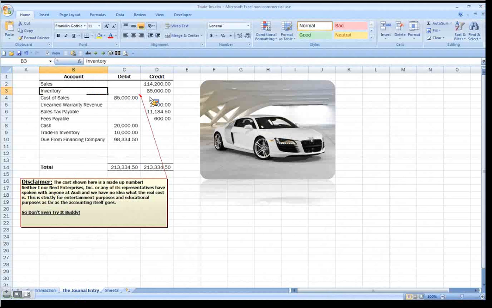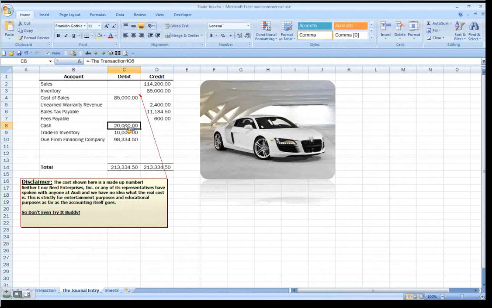But it was important to me to show you that obviously one component of the sale would be to reduce the inventory with a credit for whatever the cost is. And of course, the corresponding debit is the cost of goods sold or cost of sales. So I just made up a number here, $85,000. Here's our unearned warranty revenue, our sales tax payable, fees payable, and then the rest are really the payments. These are the payments versus the cash.